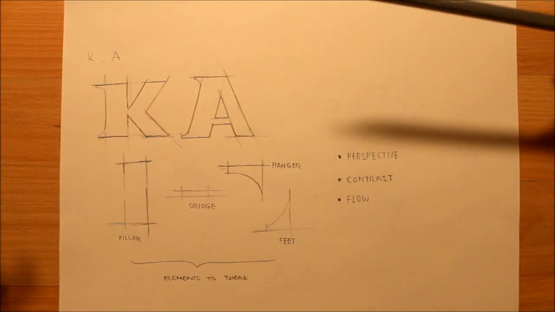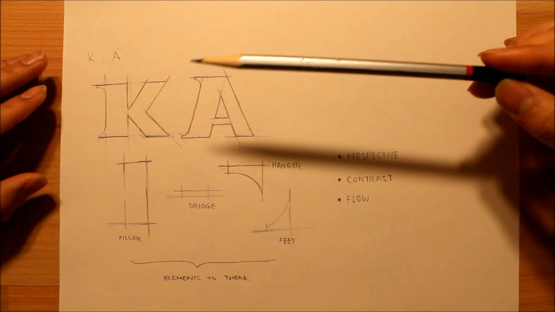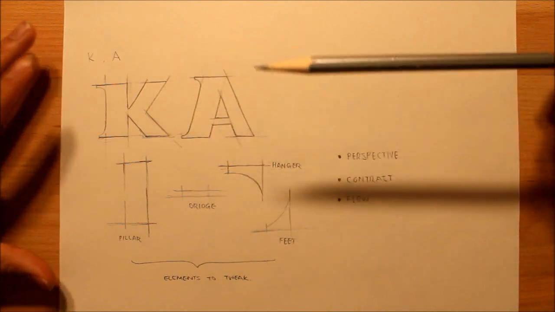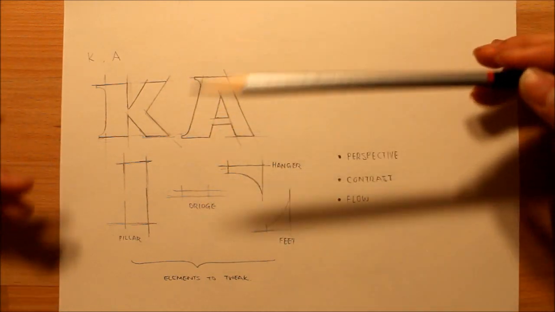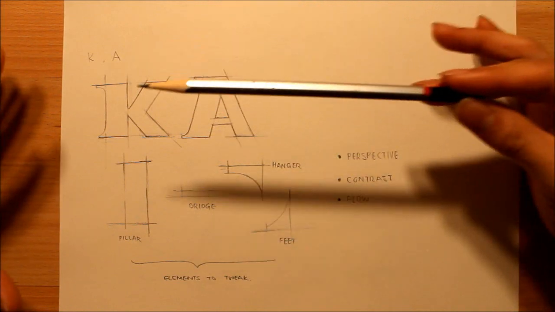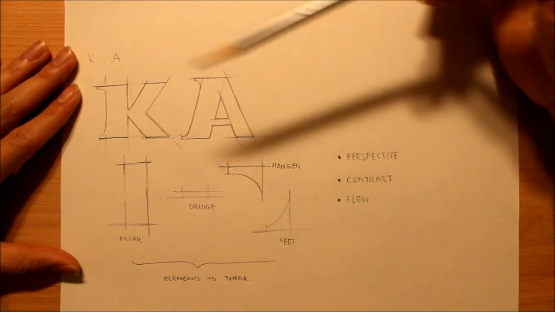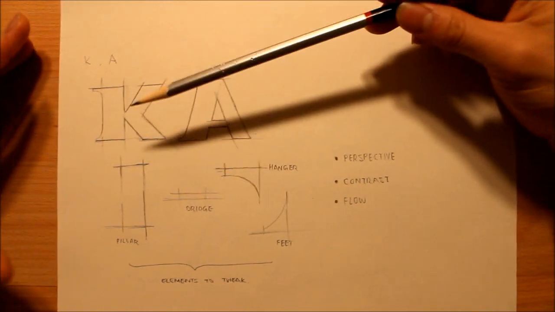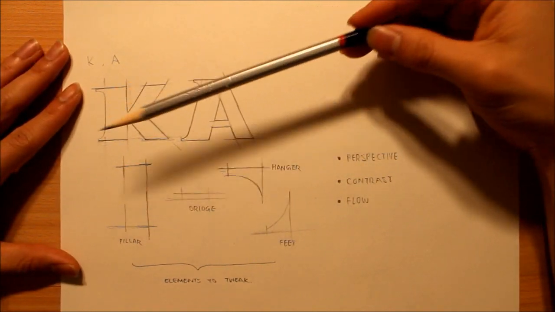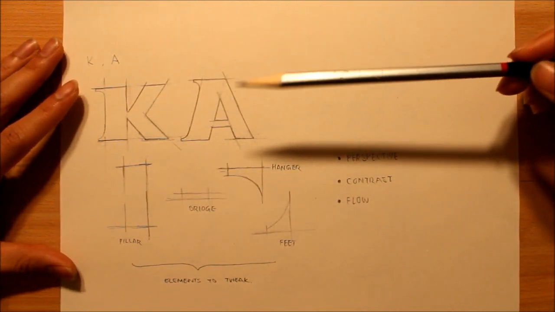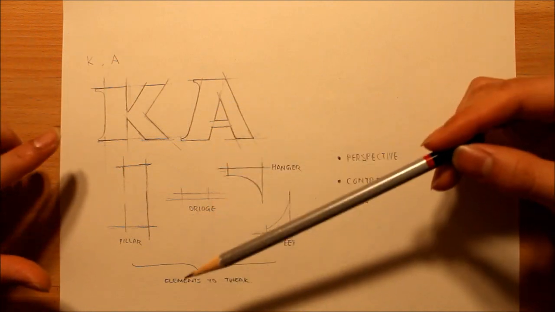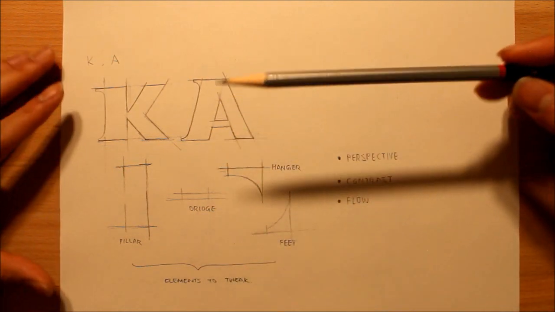So in this video, it's a quick tutorial on the basics of creating, I guess you can say, graffiti style or urban style letters for the alphabet. As you can see, it says K, the alphabet letter K and A. To break it down, I'm going to make it as simple as possible here.